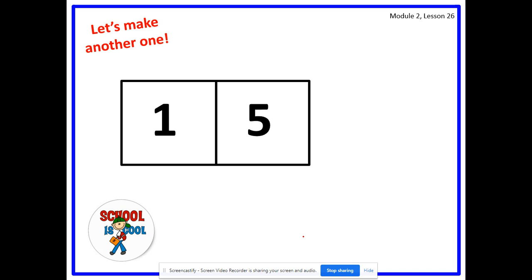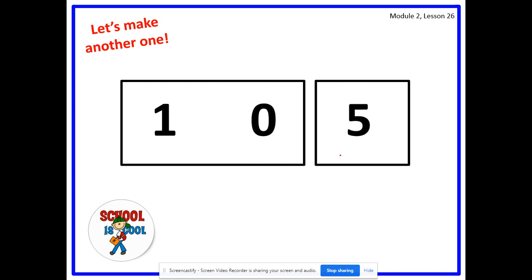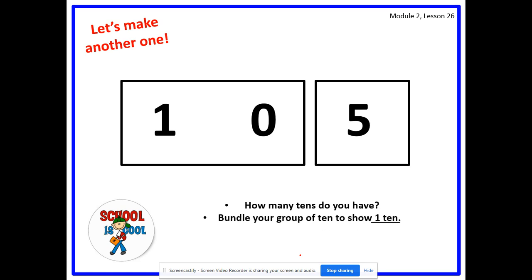You should have said 10 and 5. So this is how we break it apart. How many 10s do you have? How many groups of 10 do you have? Get ready. Yes, 1 10. So bundle your group of 10 on your fingers to show 1 10.